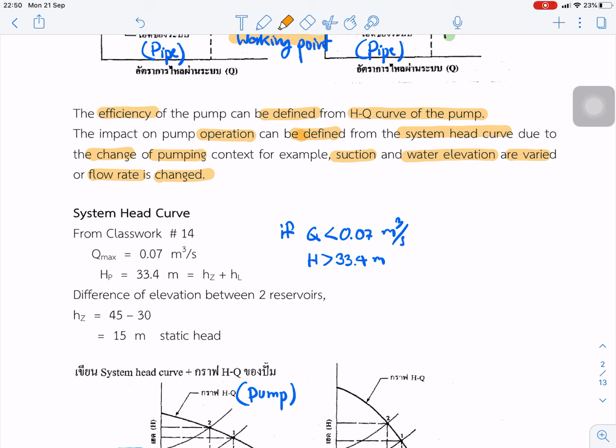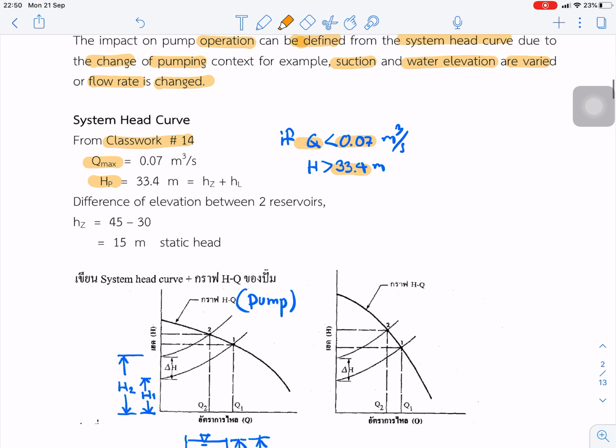From the previous classwork, we practiced finding the head. We used the Q max and found just one head, and we don't know what happens if Q is less than 0.07 or the head is greater than 33. So with this system head curve, we can draw the curve or condition of Q and head.